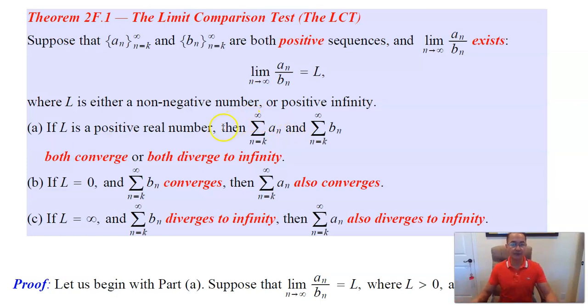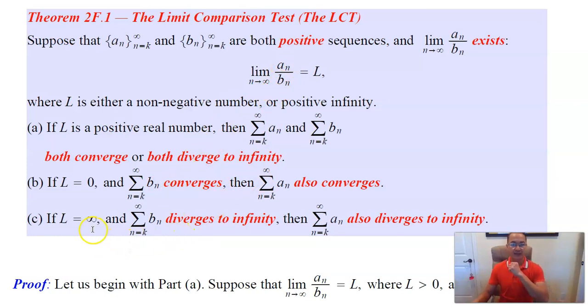Now, it's a little bit trickier when your limit is not an ordinary positive number, when it's 0 or positive infinity. But you can still make a conclusion. If the limit is 0 and the series made of the b sub n's, the one in the denominator, converges, then the series made of the a sub n's, the sequence in the numerator, also converges. All right? When the limit is 0 and summation bn converges, then summation an also converges. Bn is the sequence in the denominator, an is the sequence in the numerator.